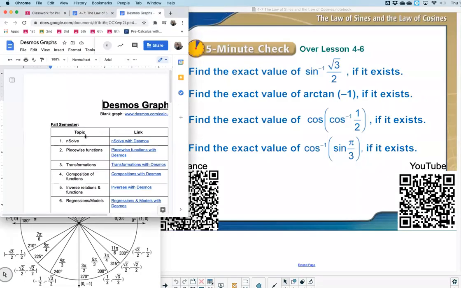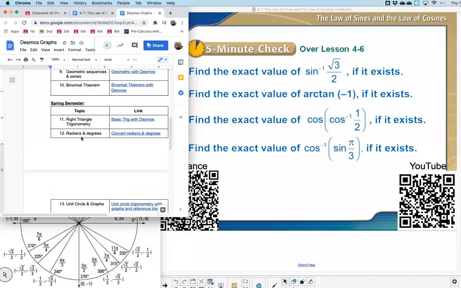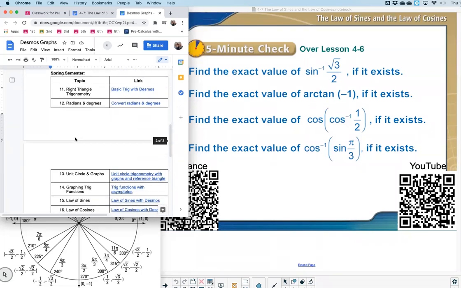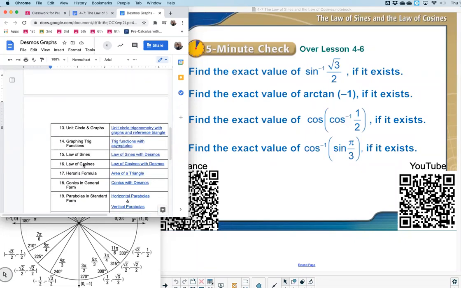All right, from the Desmos graphs, we're going to use quite a few of them today. Today we're going to learn about three new ones: the law of sines, law of cosines, and Heron's formula, which really finds the area of a triangle. We're going to learn all three of those. But for this bell ringer, just click up number 14 for now.